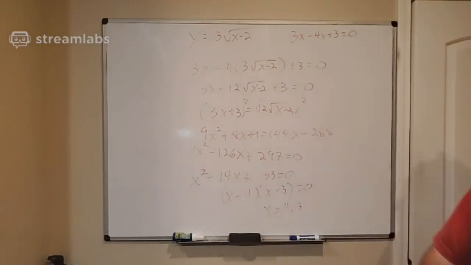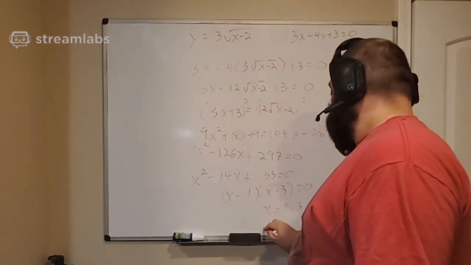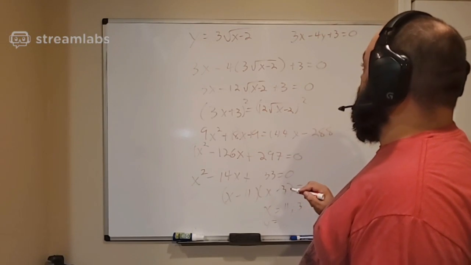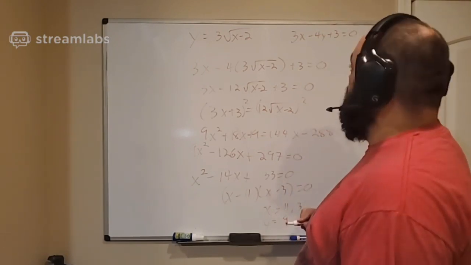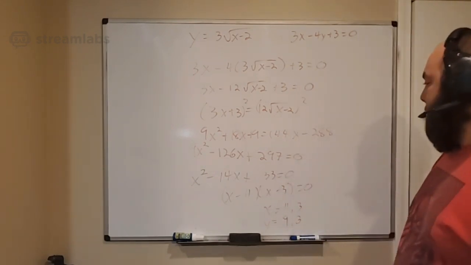Then we need to find our y values for P and Q. And you can plug those back into this one up here. So y is equal to, if I plug in 11, I get 9. If I plug in 3, I get 3. And then it just wants the distance formula, or the distance of those.